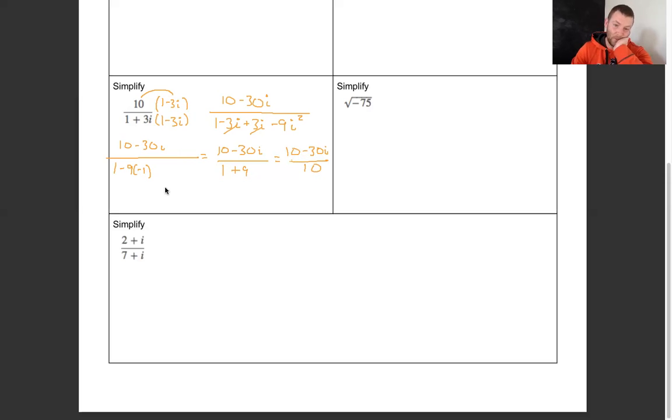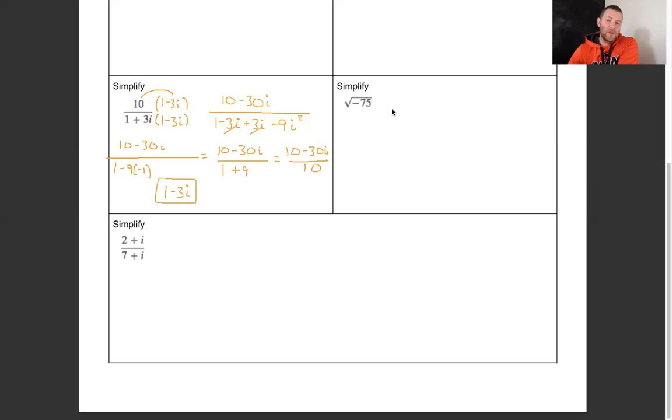10 divided by 10 is 1. 30 divided by 10 is 3. And then I'm going to divide 10 by 10, which is 1. And so when I divide by 1, it just goes away, and that's my answer.